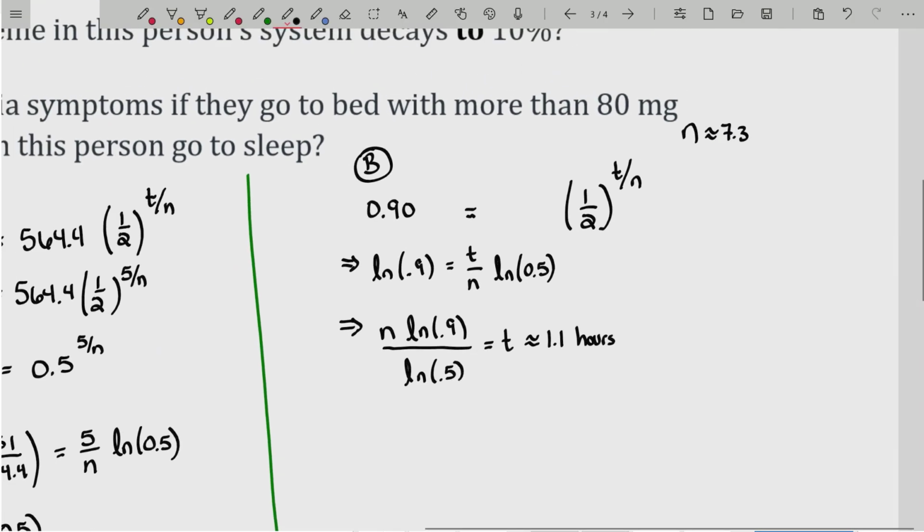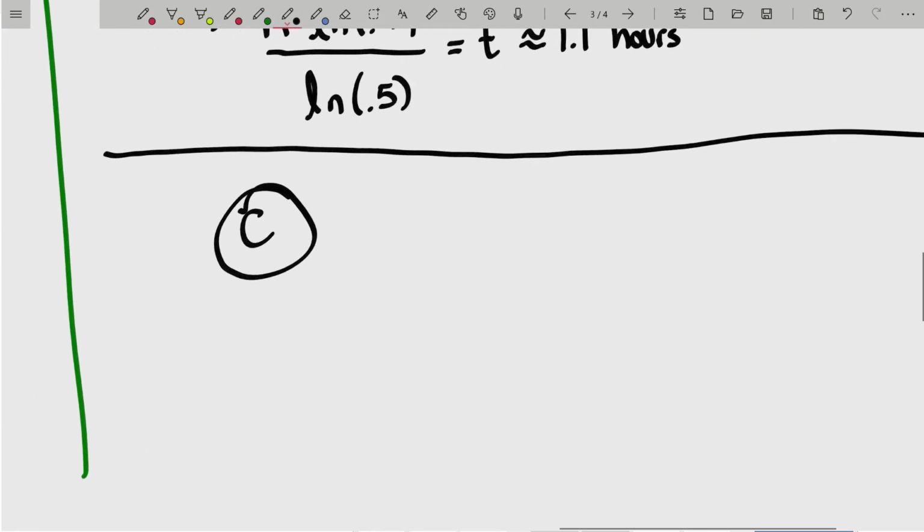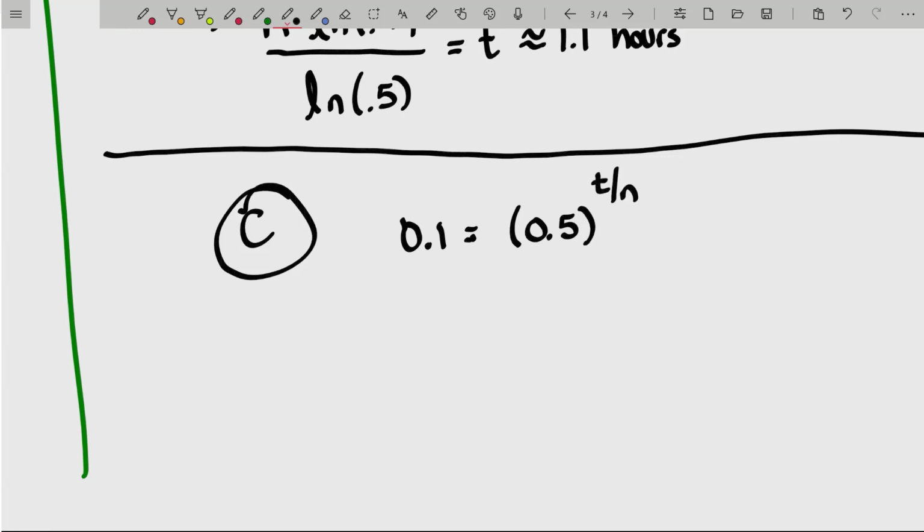But then you go to part C, and it asks a very similar question. How long before the amount of caffeine in this person's system decays to 10%? Not by, but to 10%. So this is that case where you're asking, well, when is my output 10% of my original? And notice I didn't even bother this time writing the 564.4 because I would have had it on both sides and it would divide out. So that's kind of nice.